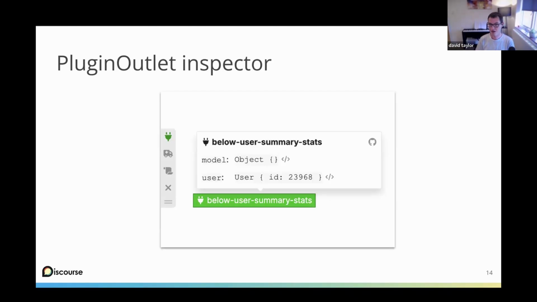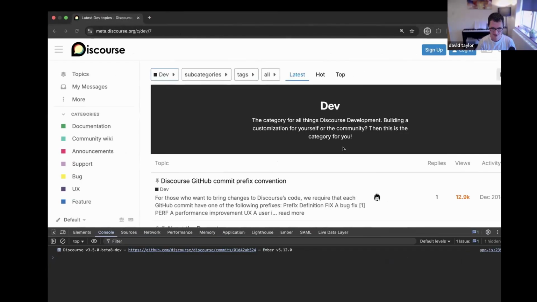Great. But another way that we've developed is this, the plugin outlet inspector. So we allow theme and plugin developers to turn on a little developer toolbar on Discourse, which floats on the left-hand side. And one of the buttons there is this plugin outlet inspector. You click that and it renders this little badge into every single one of the hundreds of plugin outlets. Then you can mouse over it and get more information about the arguments and the name and stuff like that. And I will quickly show you if it works.